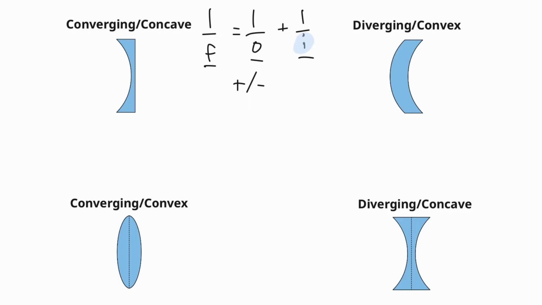The object is always in front of the mirror. The focal point for a concave mirror is in front of it, and the focal point for a convex mirror is behind it.